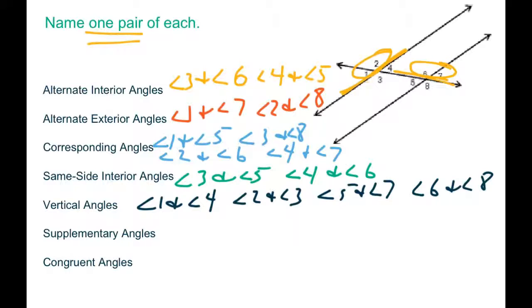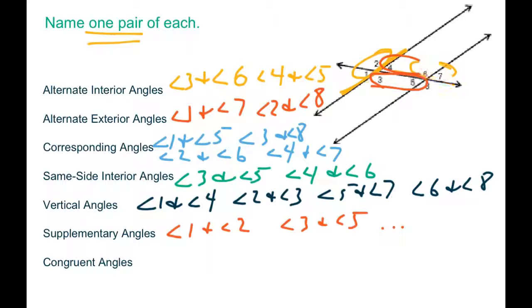And then we also learned that alternate or same side interior angles are supplementary, so these are supplementary too. So there's a bunch of possible answers. Any of them would do. So we'll say angle 1 and angle 2. Angle 3 and angle 5, because there's many, many more.